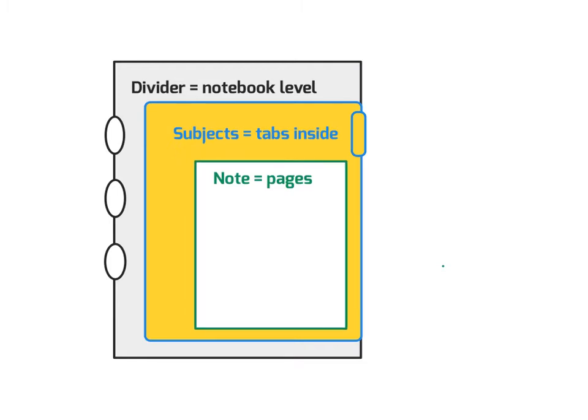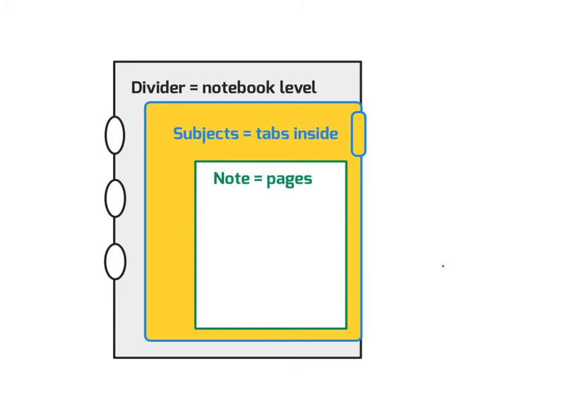Here's a visual representation of how Notability defines each of their library sections. So the divider is the notebook level. When you name the divider, you're naming your notebook. Underneath the divider level, we have subjects. Subjects are like tabs inside of your notebook. And then notes, which are the pages within your notebook. So the smallest level is the individual note, then it goes to the subject level, and then the divider level.